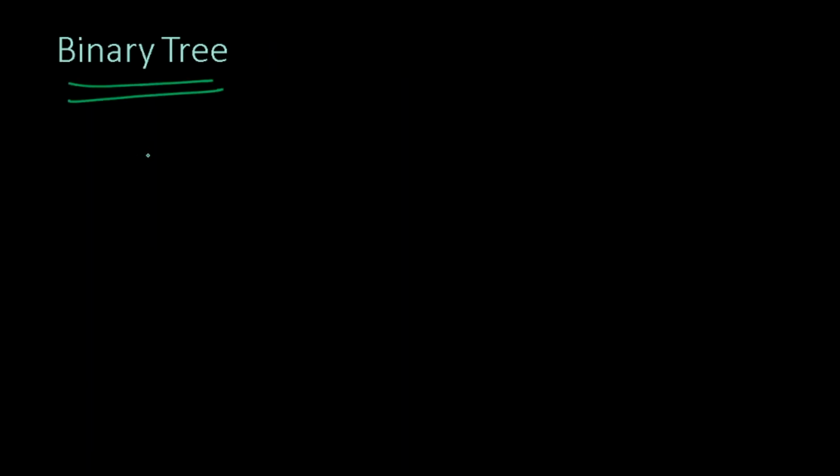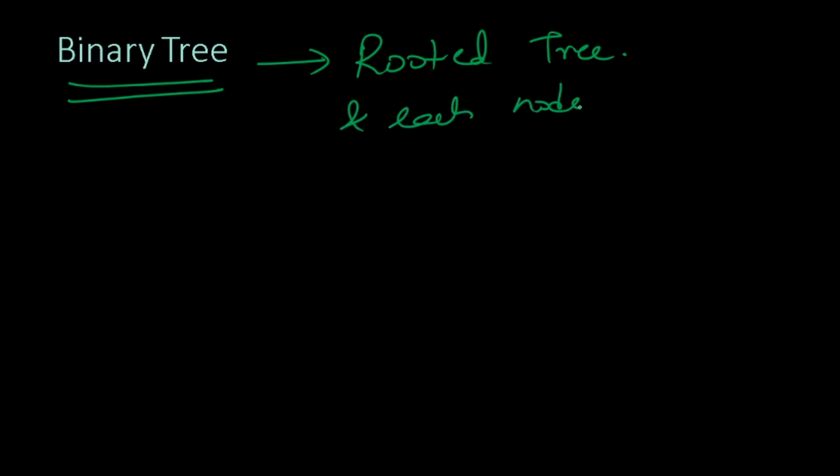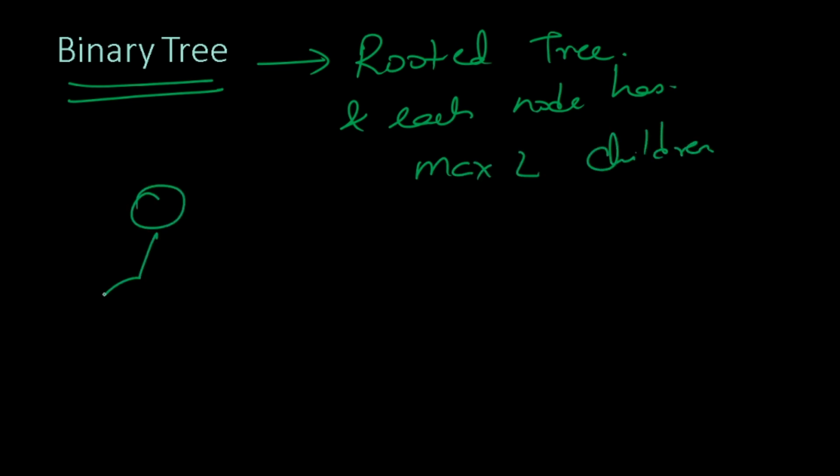Binary tree. This is another important concept. A binary tree is a rooted tree, and each node has at most 2 children. So is this a binary tree? This is a binary tree. Is this a binary tree? This is a binary tree.